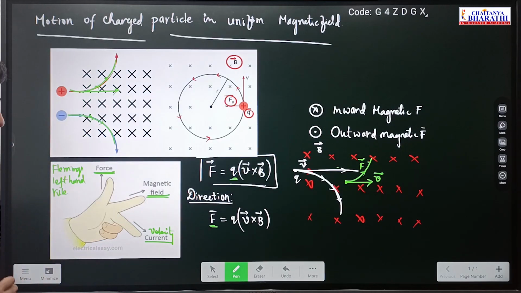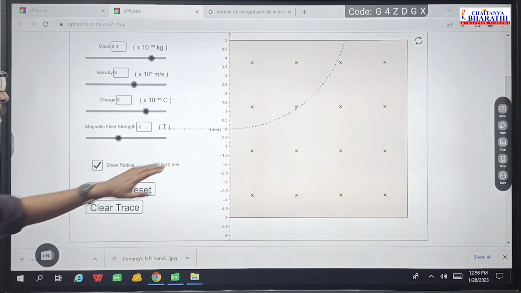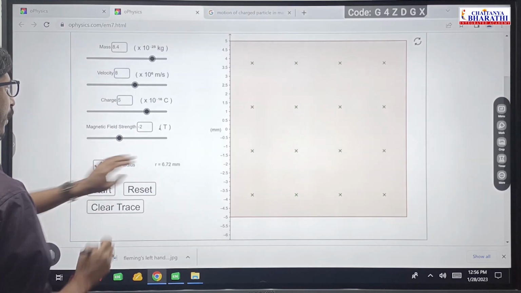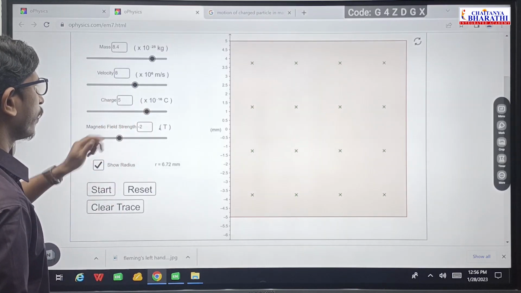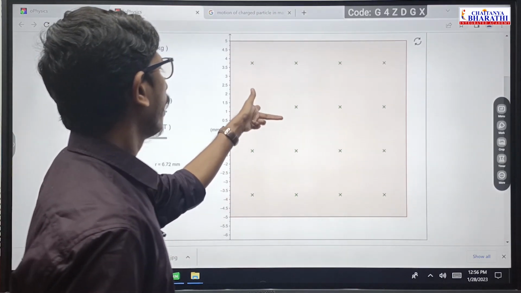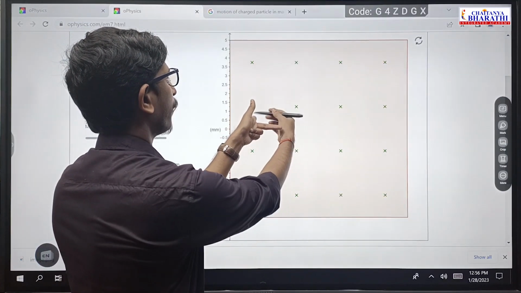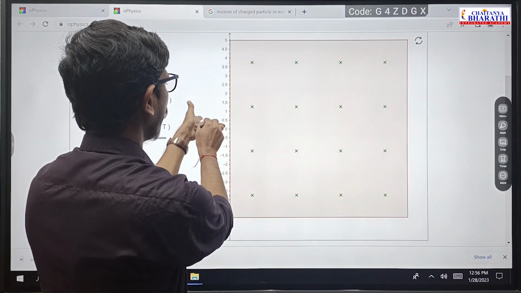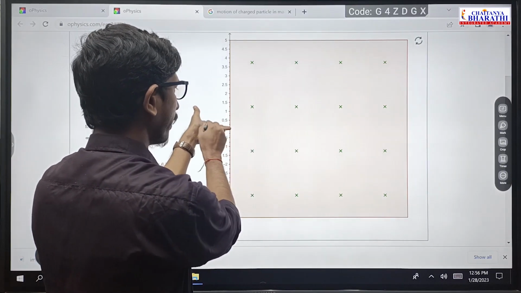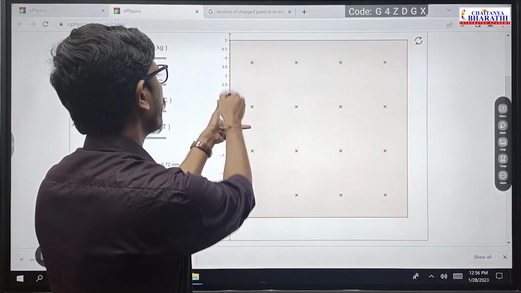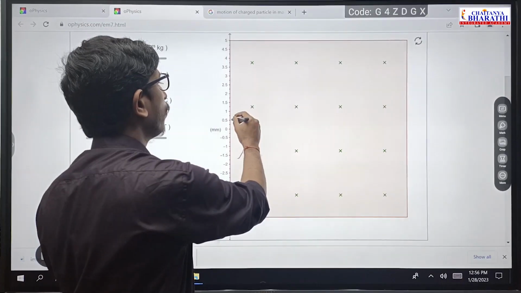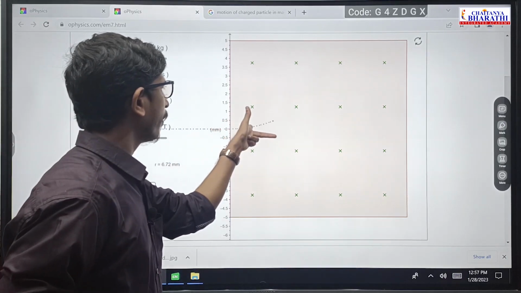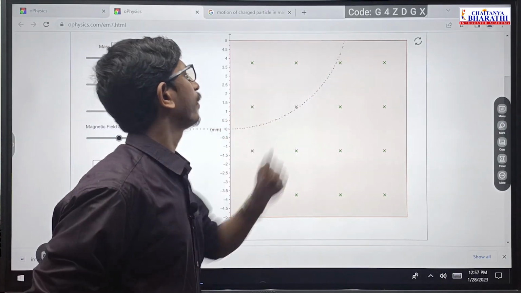Let's simulate that. In this situation, we are taking a positive charged particle only, and we are projecting it. What will happen if you keep your forefinger in the magnetic field direction, into the paper, and the particle is entering in this direction? Automatically the thumb gives you the direction of the force. So the particle will go this way. We can see that clearly. Once it enters, it experiences force everywhere, so it will go like that.